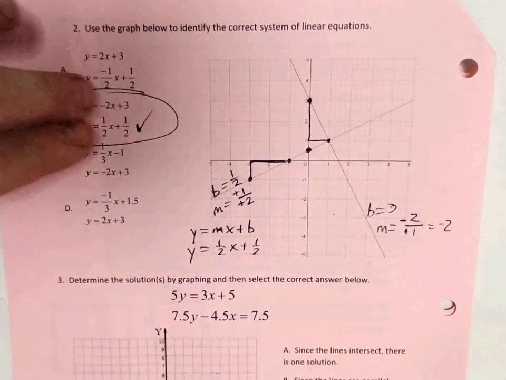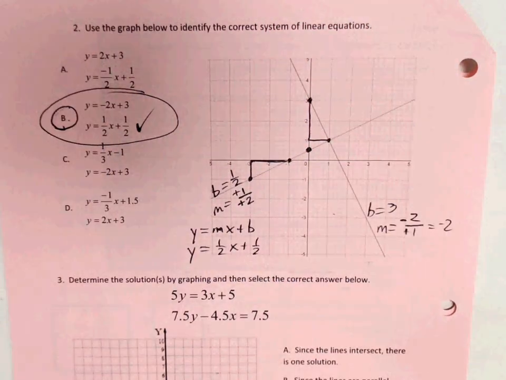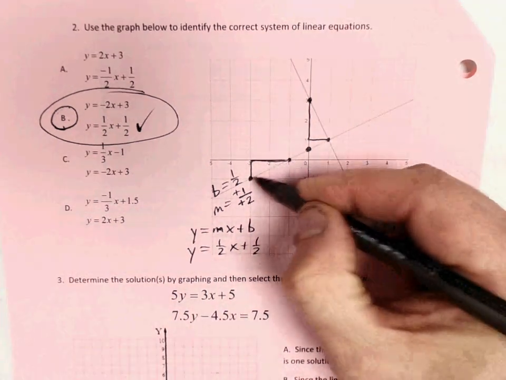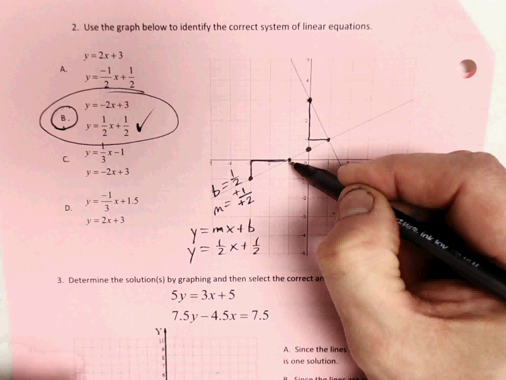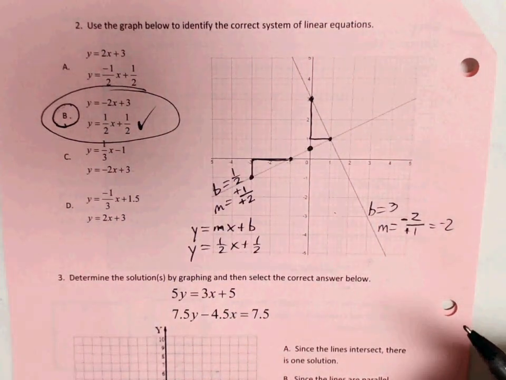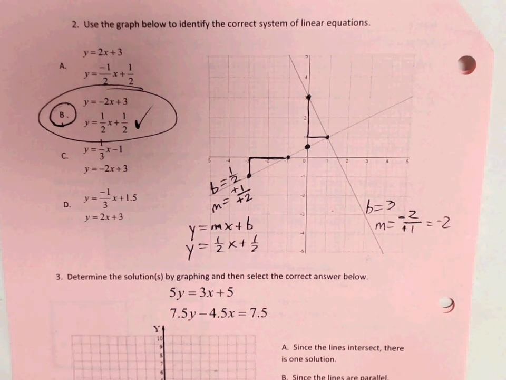If you take those and put them in your calculator, you can verify this as well. You could also do a regression. If you do these points or these ordered pairs, do a regression, and it will give you the equations.